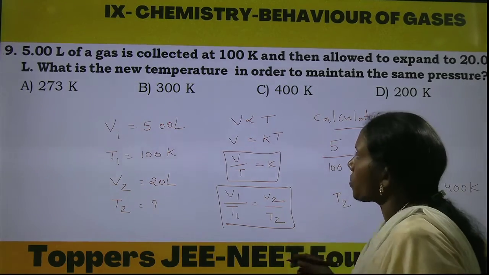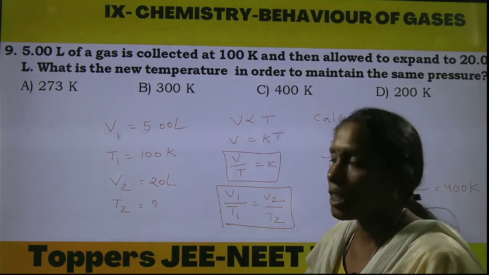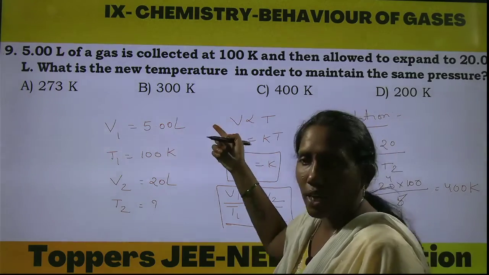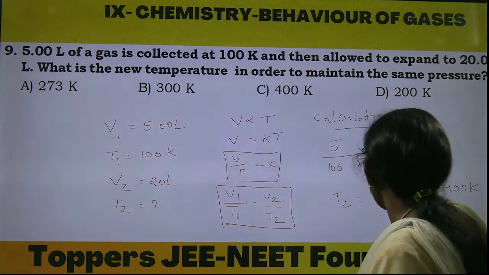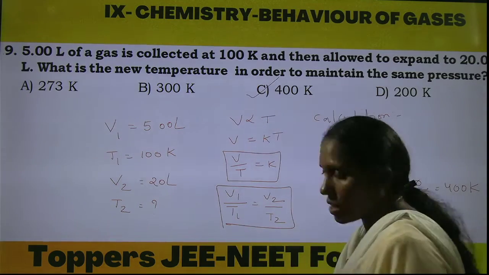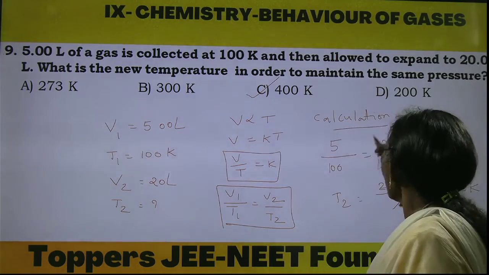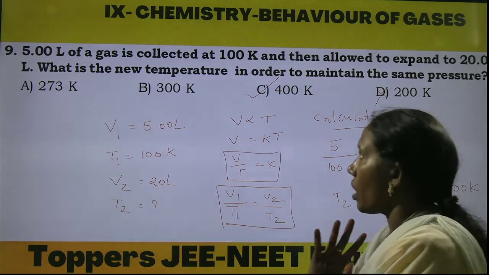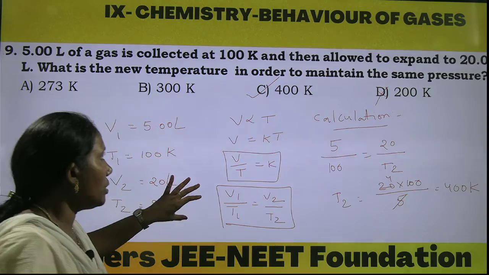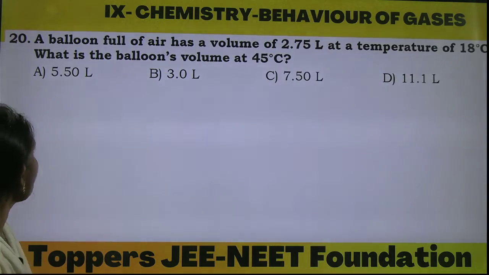Let us check the options. In the first option 273 Kelvin, second option 300 Kelvin, and third option is 400 Kelvin, which we got. So the correct answer is C, 400 Kelvin, and D, 200 Kelvin is also not correct. So this is the problem they asked us to do. Okay, fine. Then comes the next one.